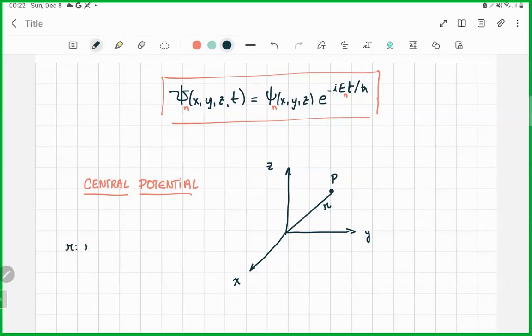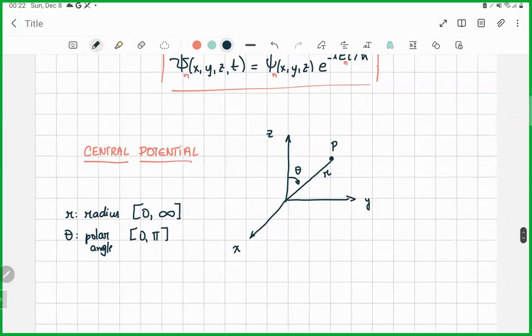r is the radius, and the radius can go from 0 to infinity. We have the angle theta here with respect to the z direction. This angle theta is the polar angle, and it can go from 0 to pi. It's important to know these ranges because we need that when we are doing integrals for normalization or to find the expectation value. So it's important to know the range of these spherical coordinates, okay?